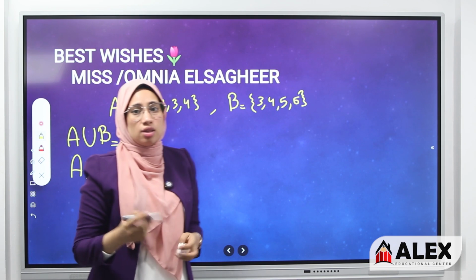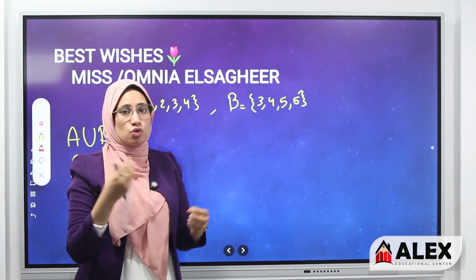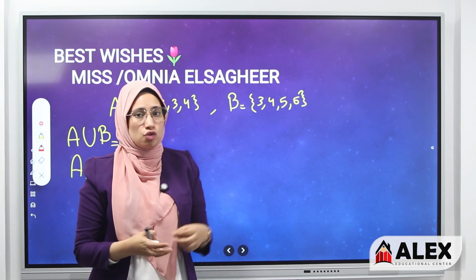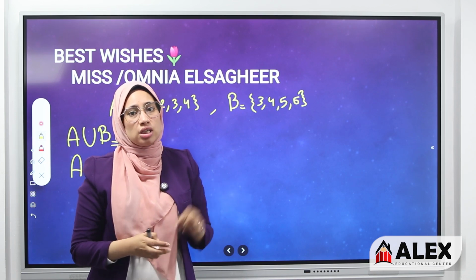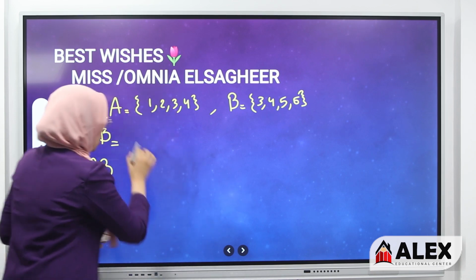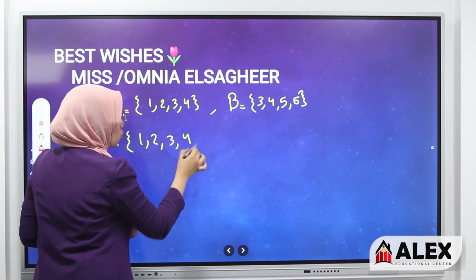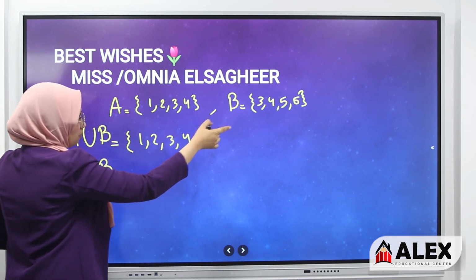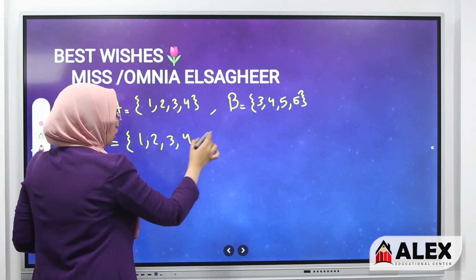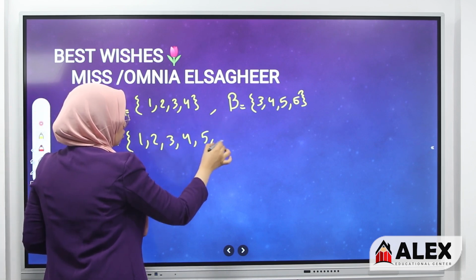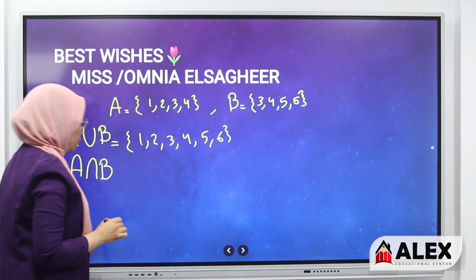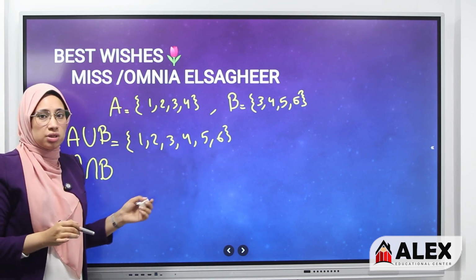A union B, that's the meaning: all elements of A and all elements of B, but not repeating any element twice. Like this: all elements of A, it's 1, 2, 3, 4. 3, 4 are in B and just repeated, I won't repeat them again. 5 and what? And 6. Okay.